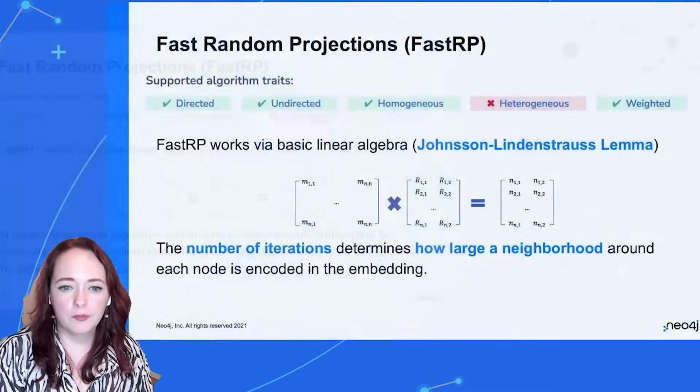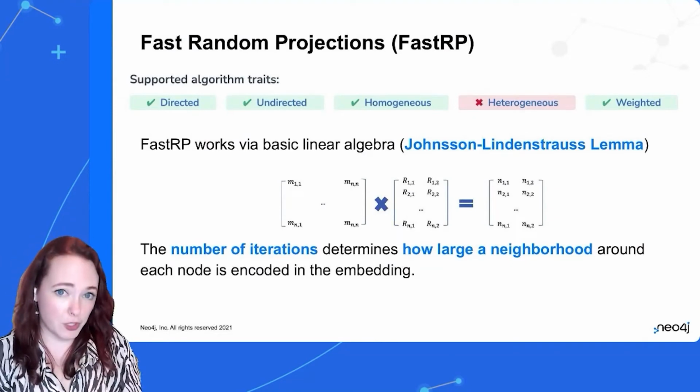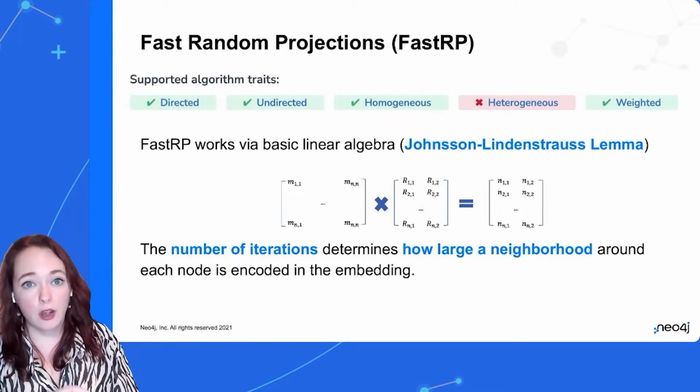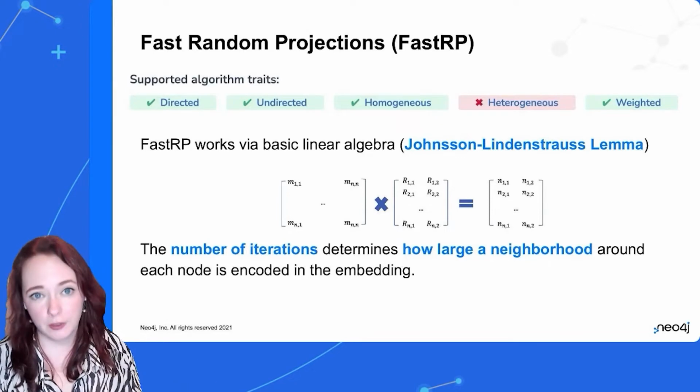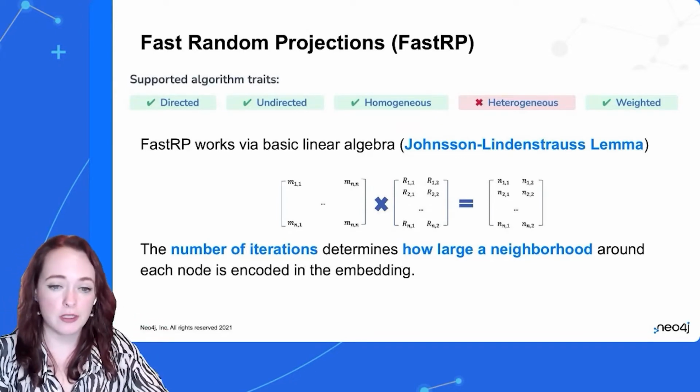until you get a representative sample. What's really cool about FastRP is the number of iterations, so how long it runs for, determines how large a neighborhood around each node you're sampling for your embedding. So the larger number of iterations, the further out in your graph you're searching to come up with a representation.